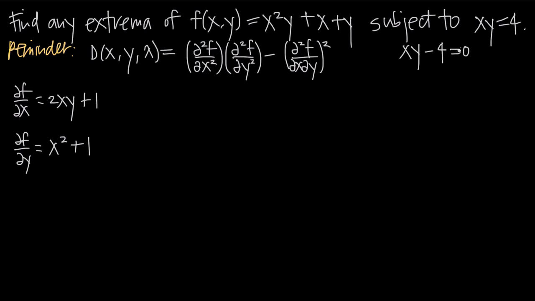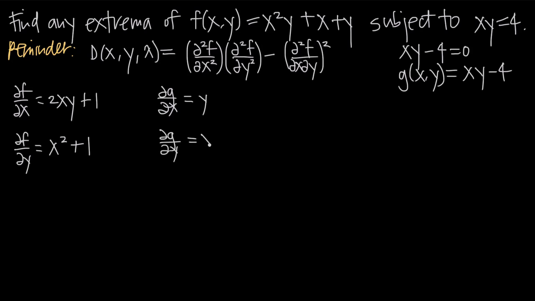Now that we have this equal to 0, we'll replace the 0 with g(x,y), and we'll say g(x,y) is going to be equal to xy - 4. So that's how we turn our constraint equation into a function for g. Now we want to take partial derivatives of g with respect to x and y. So the partial derivative of g with respect to x is just going to be y. The partial derivative of g with respect to y is just going to be x.